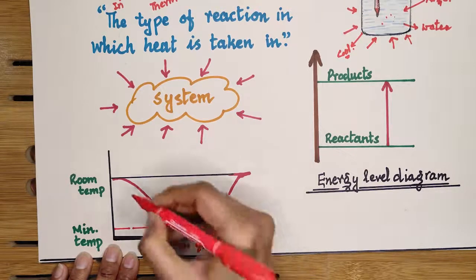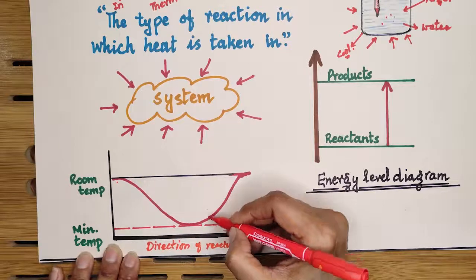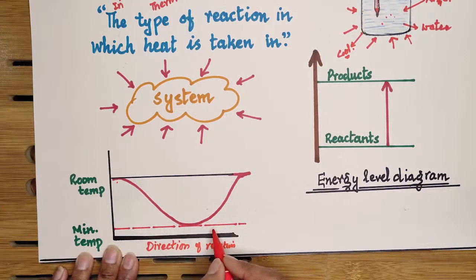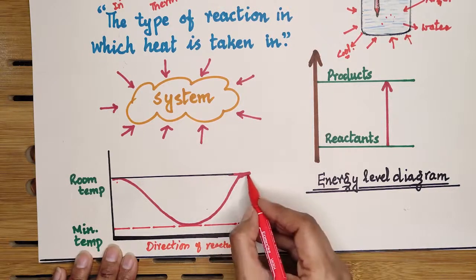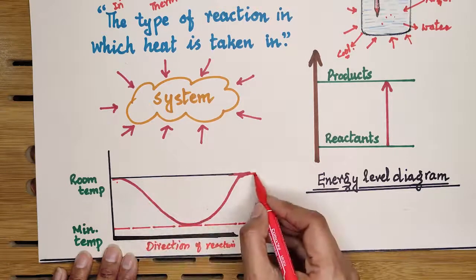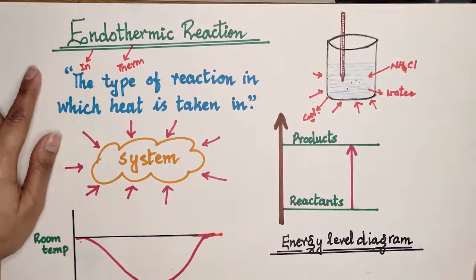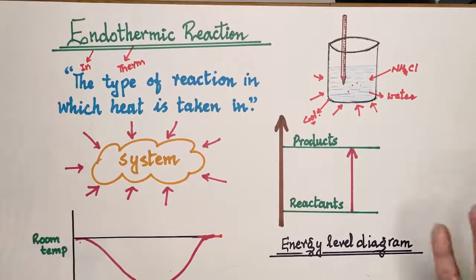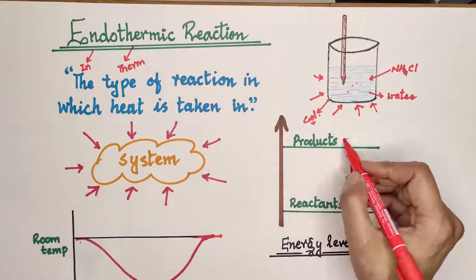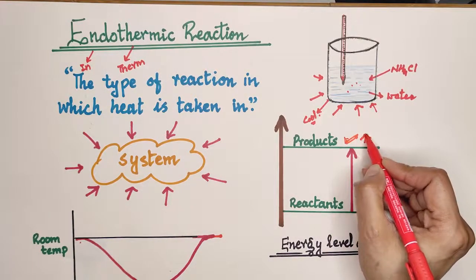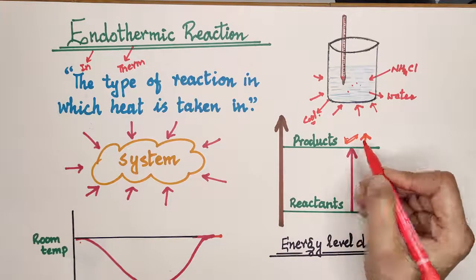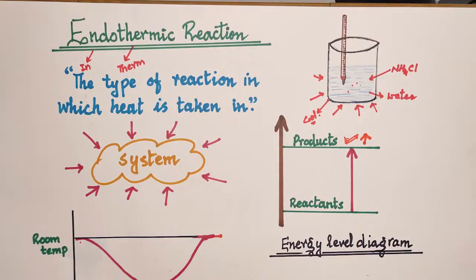In an endothermic reaction, temperature falls and will attain the minimum temperature it can reach. Then after some time it will come again towards room temperature. So this is the way through which we can describe endothermic reactions, in which heat is absorbed from the surroundings and products have more energy. Whereas in exothermic reactions products have less energy. Why? Because all of the heat energy is released or given to the surroundings.